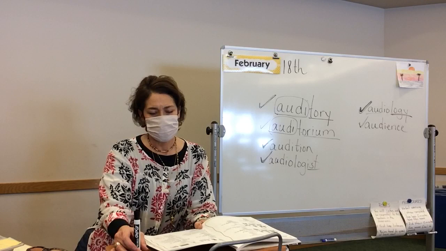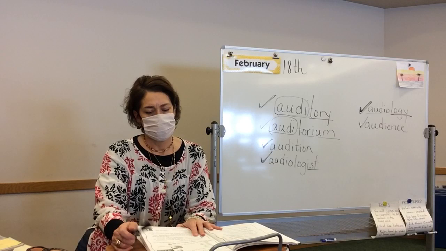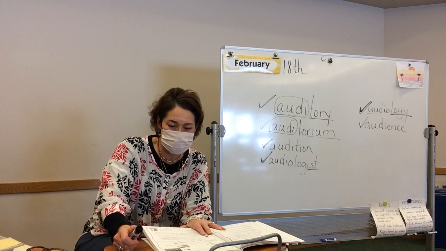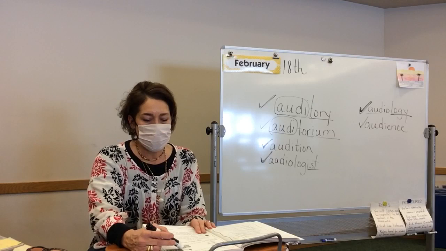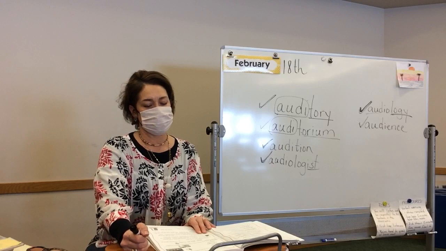So what is the first one? Where did you draw the arrow to? It looks like he's singing. What do you think he's doing? I think he's singing. So what word did you draw to that? Audition is correct. So this next one, this big square, has two words associated with it.